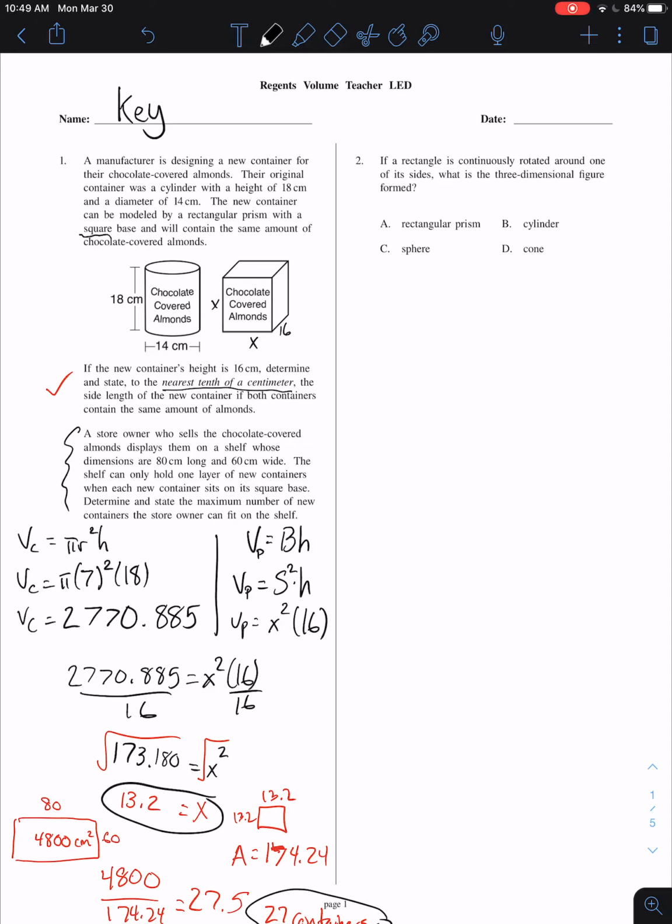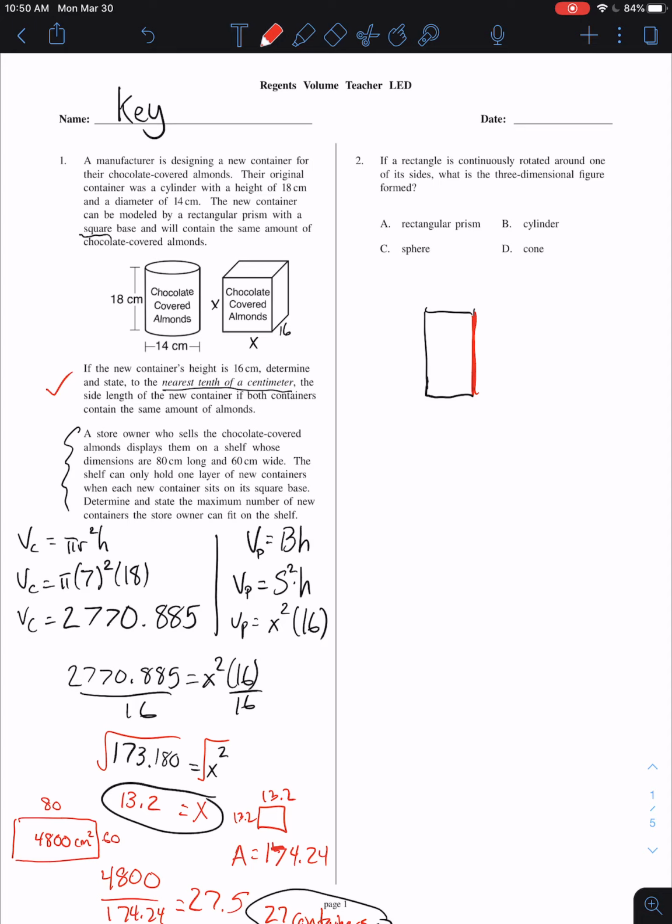If a rectangle is continuously rotated around one of its sides, what is the three-dimensional figure formed? Okay, so we really haven't talked about anything like this. This is really just a visualization question. So what we're going to do is draw a rectangle. And I want you to imagine that we take one of its sides. So I'm going to take one of the sides and color over it with red. That is going to stay fixed. And what's going to happen is we're going to take the rest of it and revolve it around that piece.